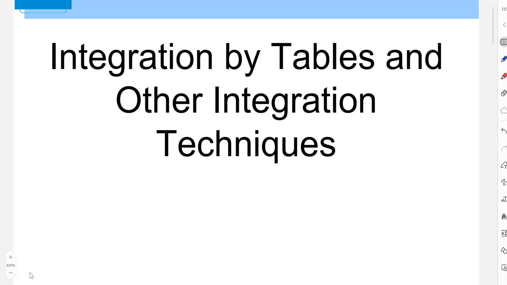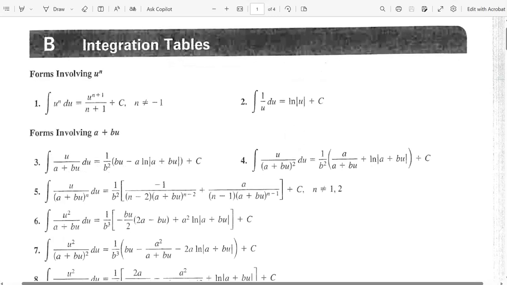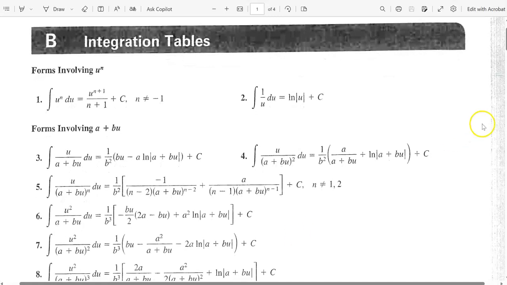In this video, we are going to talk about other integration techniques, and we're really going to focus on integration using tables, and then I'm going to show you how to use some technology to help you integrate some things. But we do have to be careful with technology, especially if you're using AI. So when I talk about integration with tables, I'm talking about a list of tables that have various integration formulas on it. And all of these can be derived in some other process.